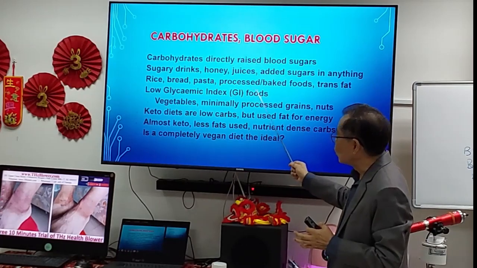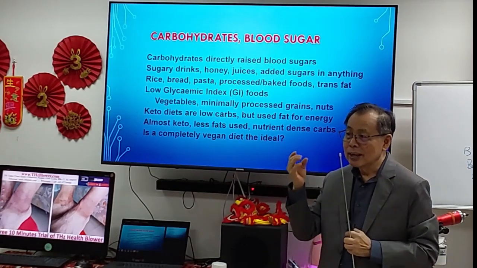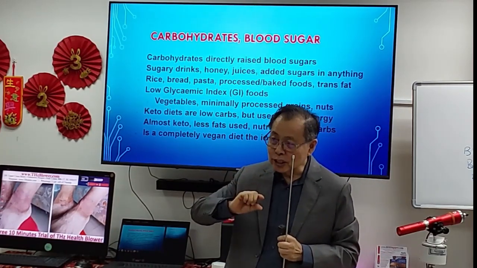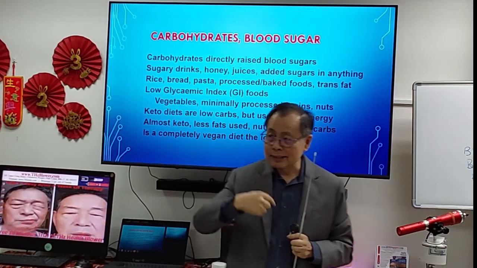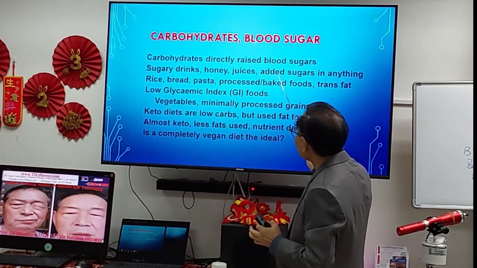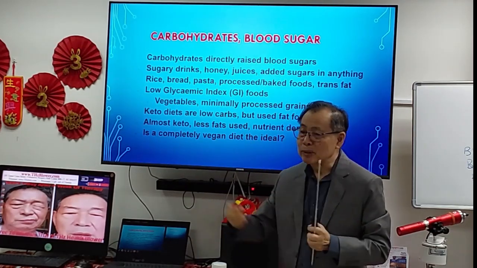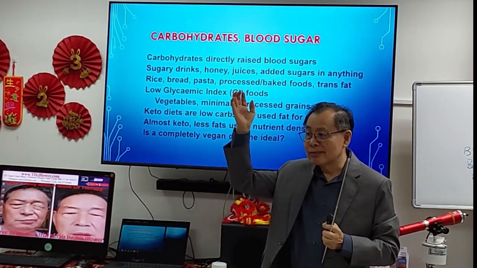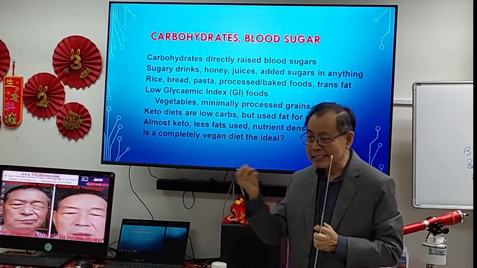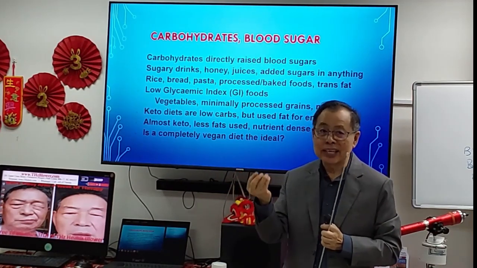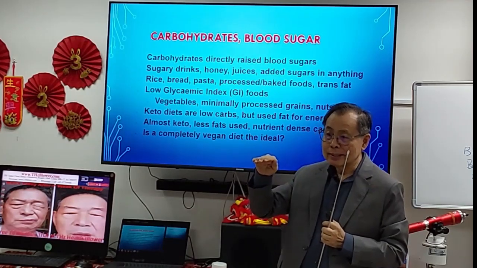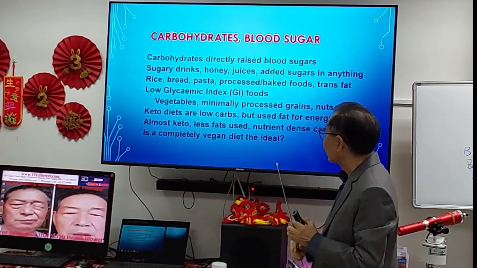Take low GI fruits. You know what's low GI? Glycemic index is the index of how much you will raise your blood sugar when you take a certain food. So all this carbohydrate is high GI. That means when you take it, your blood sugar rises very high. Low GI foods are fruits, vegetables, nuts, whole grain. They give lower blood sugar after you eat them. These are called low GI foods.